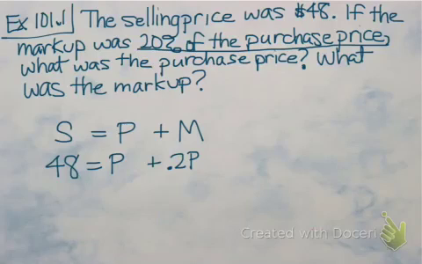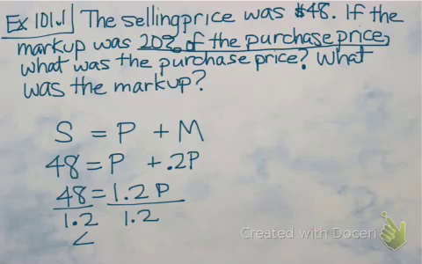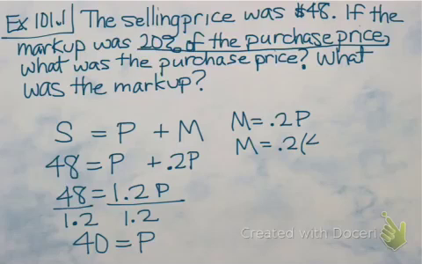So 0.2P is the same as M, and we're solving for P. So 48 is equal to 1.2P. Divide both sides by 1.2 and we get that the purchase price was $40. To find the markup, there are a couple of ways that you can do it. You can plug it back into the equation. M equals 0.2P, so it's 0.2 times 40, which is $8. You could also just look at the selling price, 48, and the purchase price, 40, so the markup was $8.